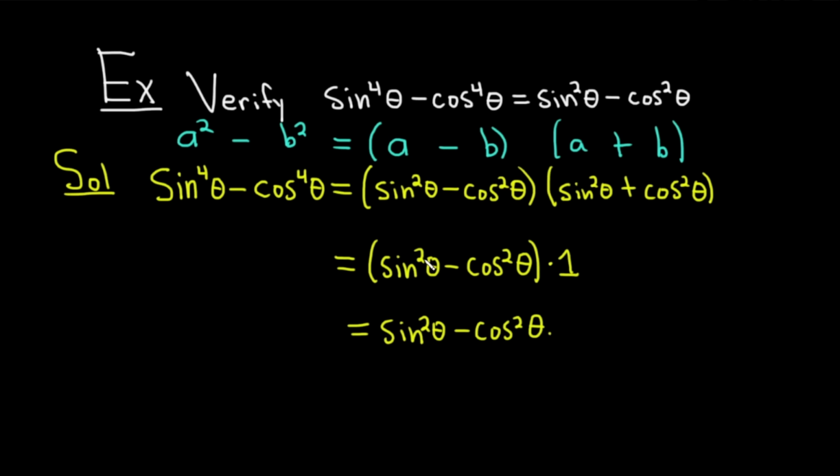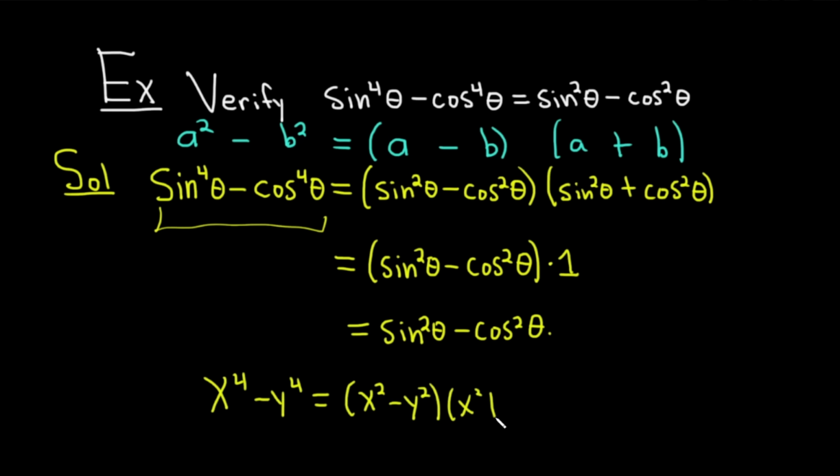And so we're done. Just a really nice technique whenever you have the difference of things to the fourth power. Like x to the fourth minus y to the fourth, you can do the same thing, right? You could say this is x squared minus y squared times x squared plus y squared. And once you see this once or twice, it sticks with you because it's so useful, as you see here.